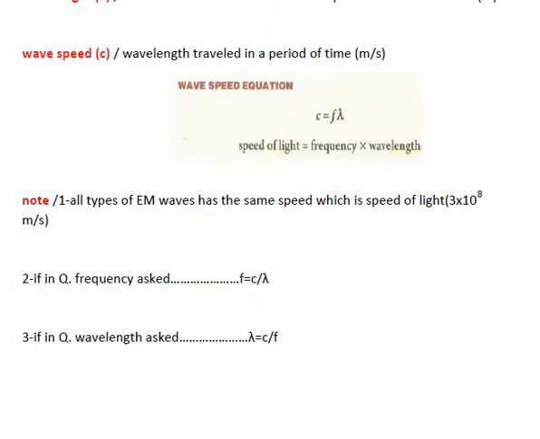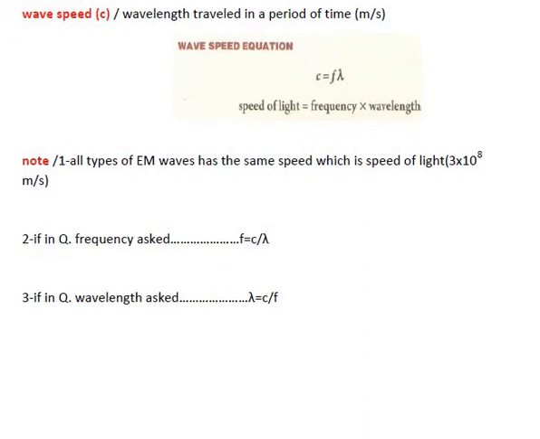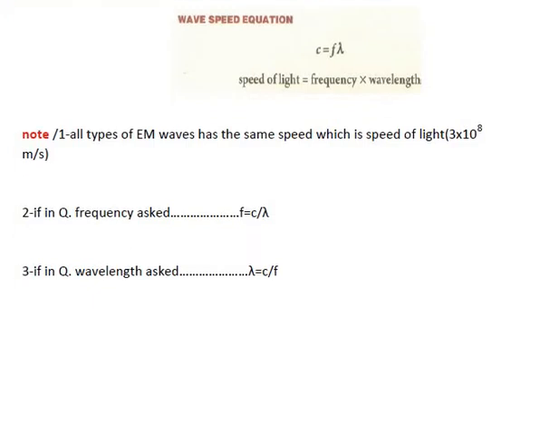Another note says if in the question frequency is asked, we have to change the shape of the rule. It will be f equals c over lambda. In the third note it says if in the question wavelength is asked, lambda is equal to c over f, speed of light over frequency. So if speed of light is asked, it's multiplication. If other variables are asked, it is division.